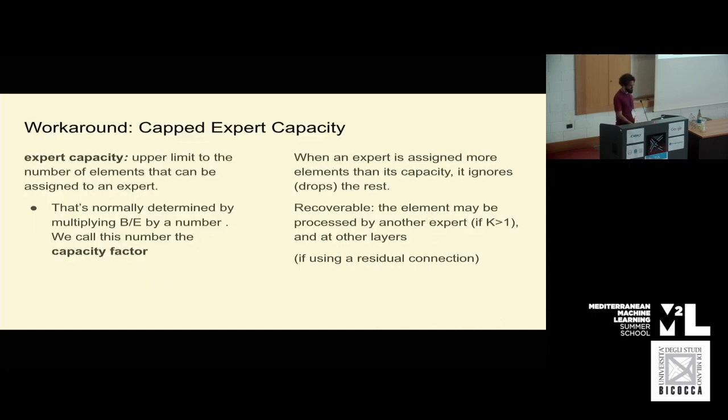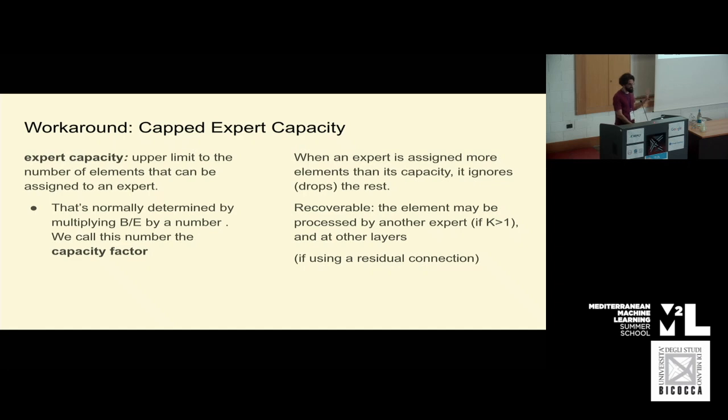So this covers the auxiliary loss. The other thing is the capped expert capacity. The concept is very simple, but surprisingly it has more consequences than the auxiliary loss. The idea is that you define what we call expert capacity, which is an upper limit on the number of elements that can be assigned to a specific expert. It's normally determined by taking B divided by E, as I mentioned before, which is proportionate to the average case, and then multiplying it by a number. This number is what we call the capacity factor. A larger capacity factor means you're allocating more slack for imbalance.